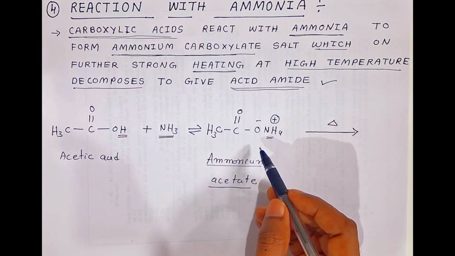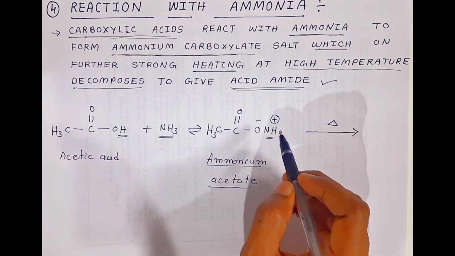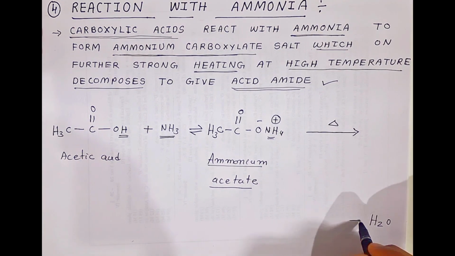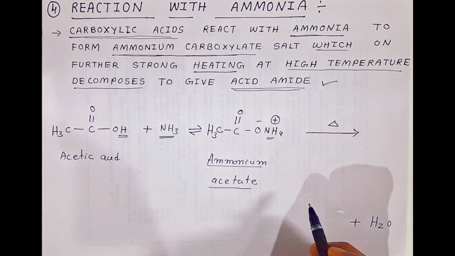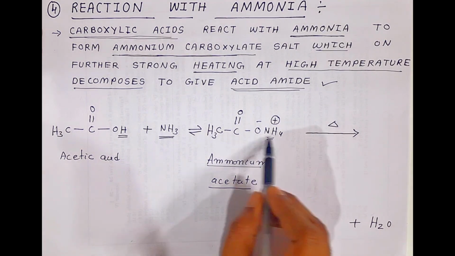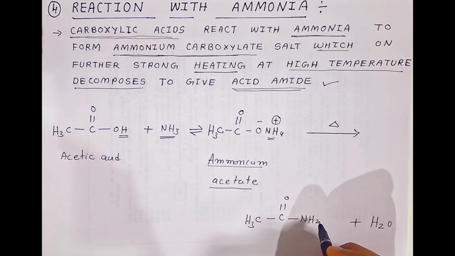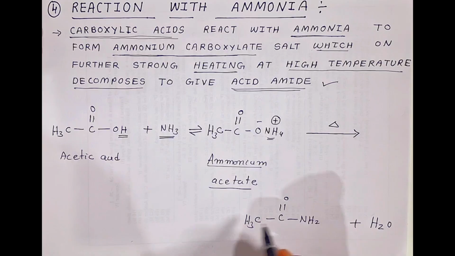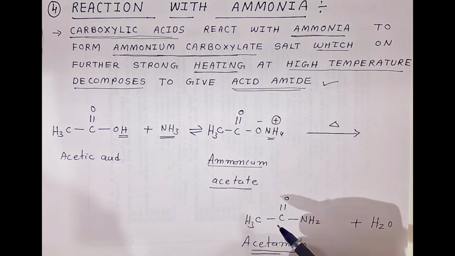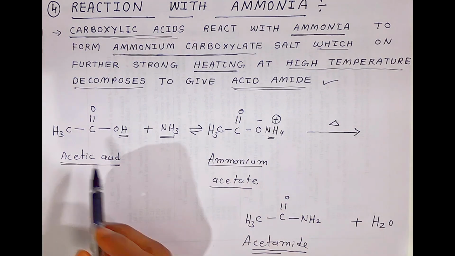If you heat this salt strongly at high temperature, there is removal of a water molecule. The water molecule will vaporize from this salt. So what is remaining? This is the carbonyl, which will remain as it is. Since the water molecule is eliminated, it will form NH2. This is an amide, but it comes from acetic acid containing 2 carbons, so we call it acetamide. This way we have converted acetic acid into acetamide. This is a very important reaction.